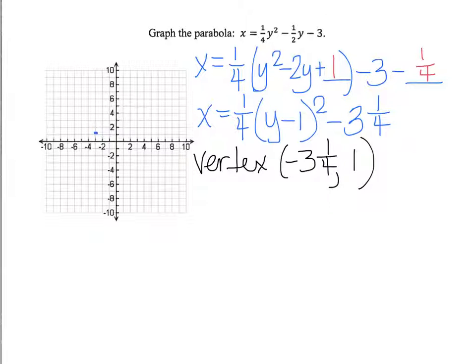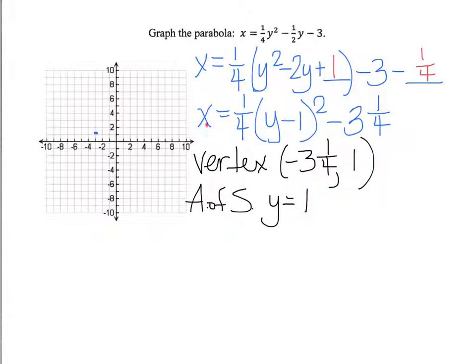My axis of symmetry is a line. It's a line with this being x equals and a positive. It's going to be a horizontal line this time. A horizontal line is y equals. What's y equal through that vertex? Y equals 1.